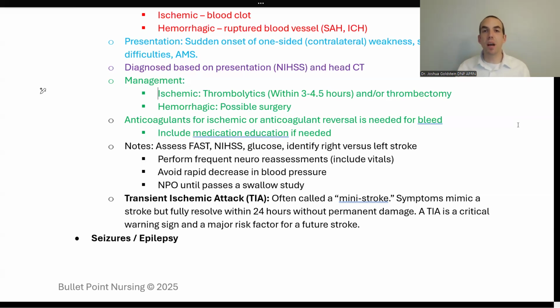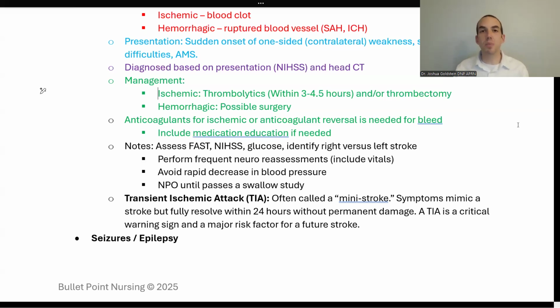And this is where they come in presenting exactly like a stroke, but they rapidly resolve, always within 24 hours, usually much quicker than that. And that's a TIA. A TIA puts them in the very high risk category for having a subsequent stroke. I don't remember the exact statistic, but it's something like a 50% chance that they're going to have a stroke within the next 5 years or something like that. Really high chance that they're going to have a stroke. It's a really highly correlated risk factor with having a full-blown stroke.